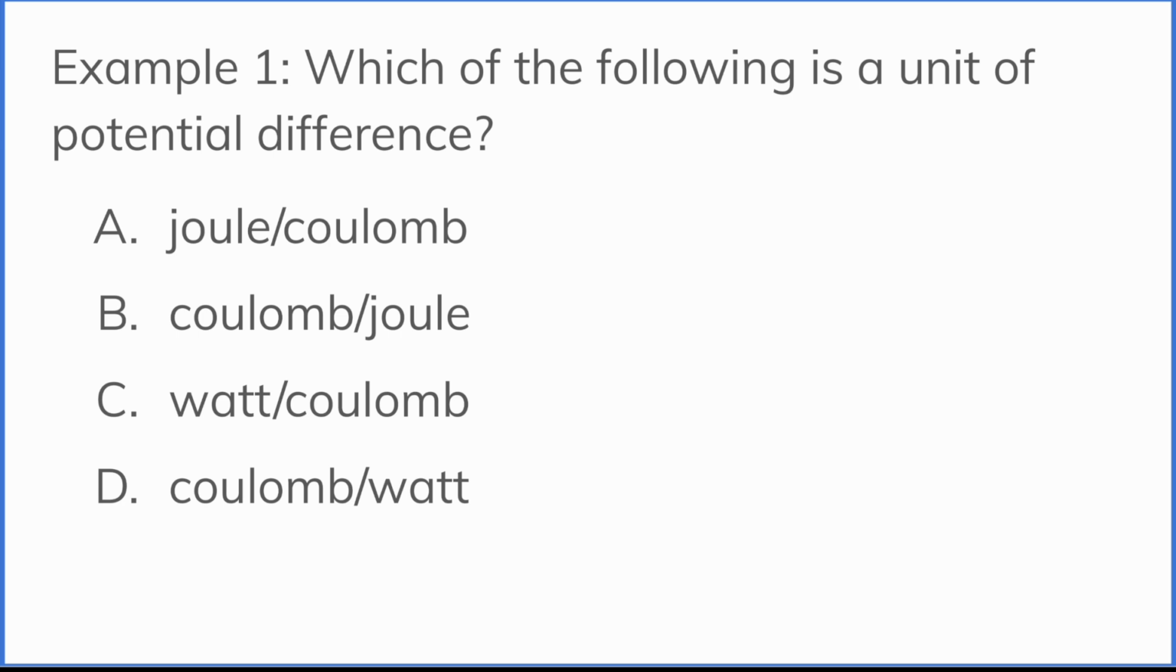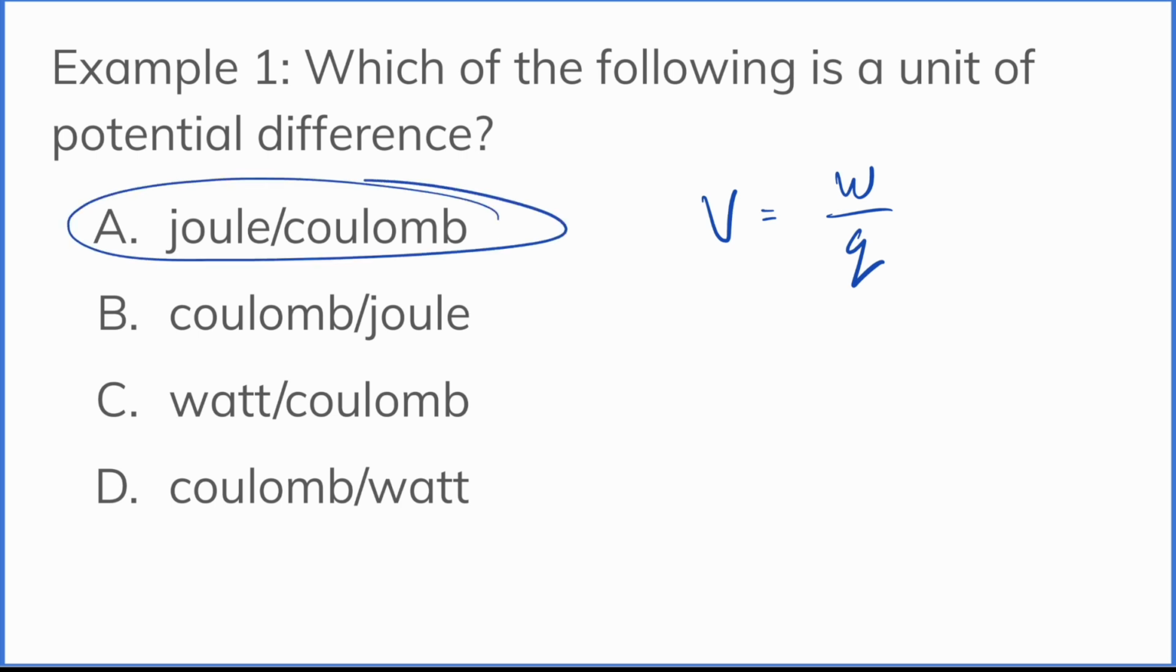Let's do some questions now. Which of the following is a unit of potential difference? Joule per coulomb, coulomb per joule, watt per coulomb, or coulomb per watt? If we go back to the formula for potential difference, we see that it is in fact joules per coulomb. So A is the correct answer.